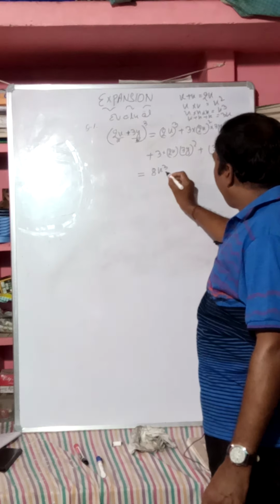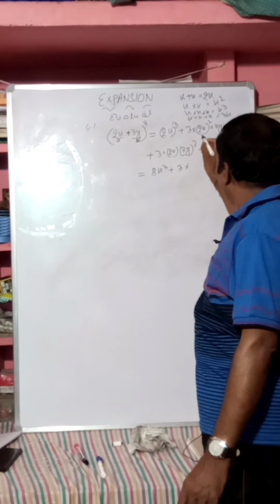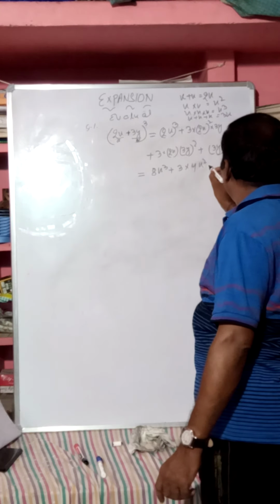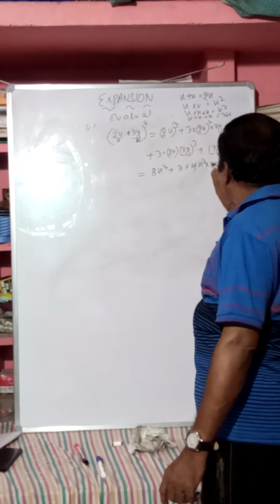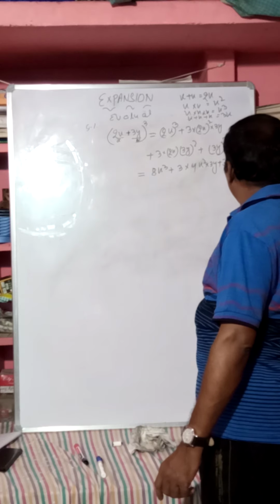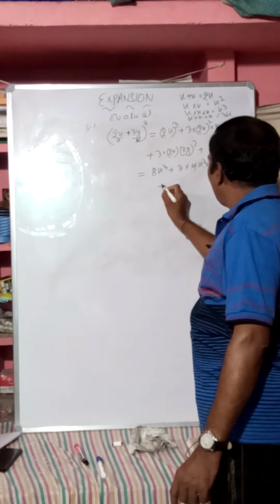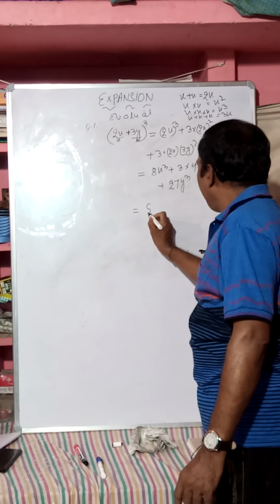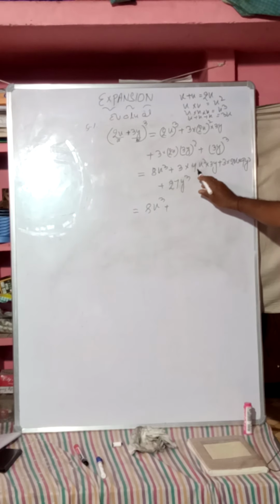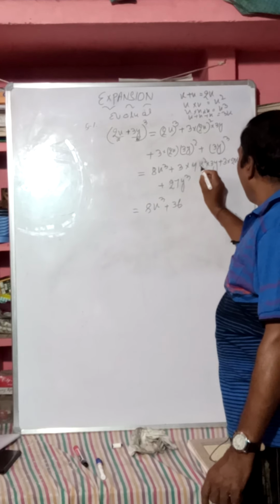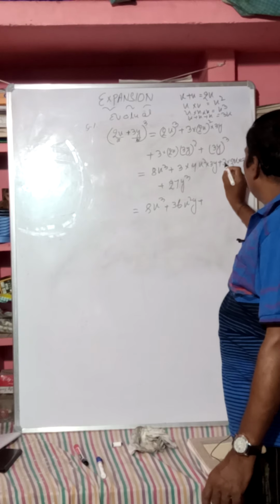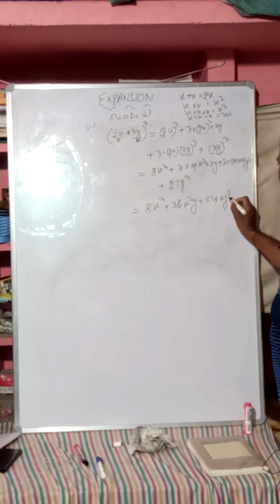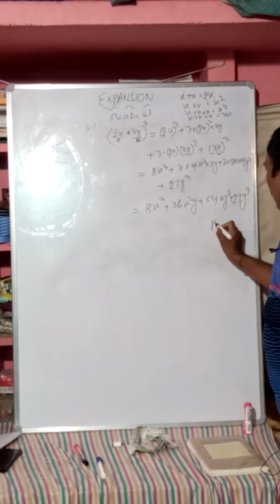Likewise 2x whole cube 8x cube plus 3 into 2x whole square 2 whole square 4x square into 3y plus 3 into 2x into 9y square plus 3y whole cube 3 whole cube 27y cube, then is equal to 8x cube plus 3 into 4 12 into 3 36 x square y plus 3 into 2 6 into 9 54 x into y square that is xy square plus 27y cube. This is the answer.